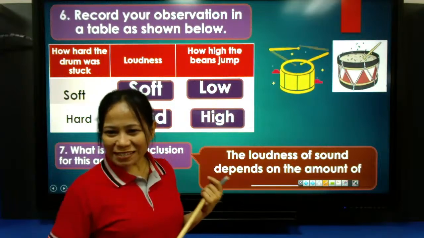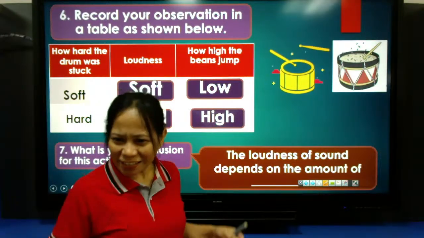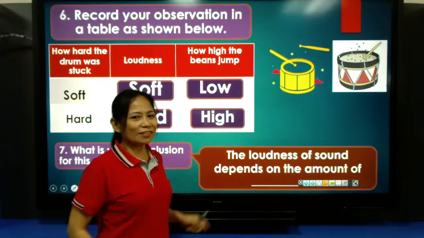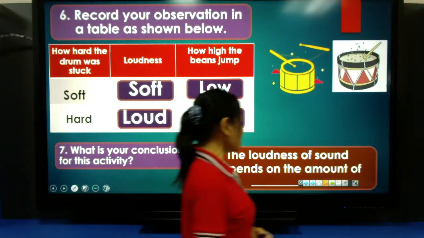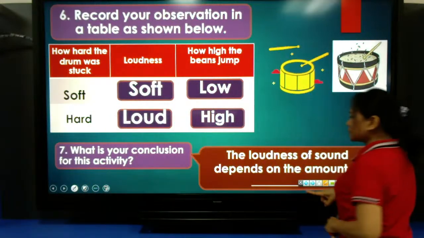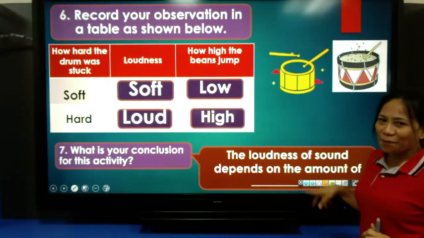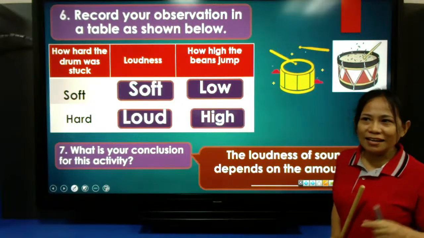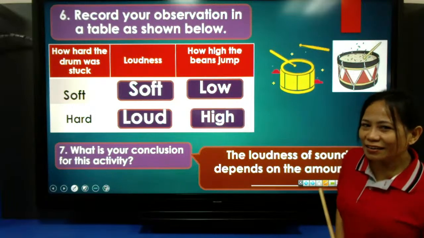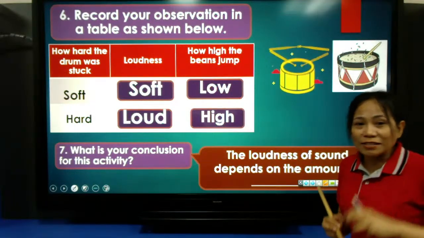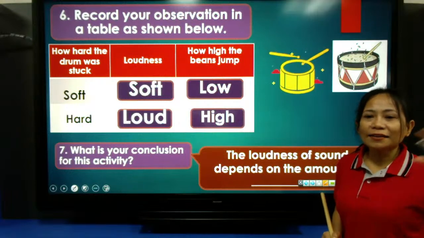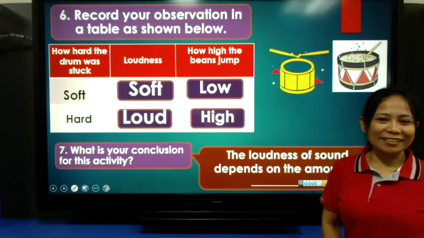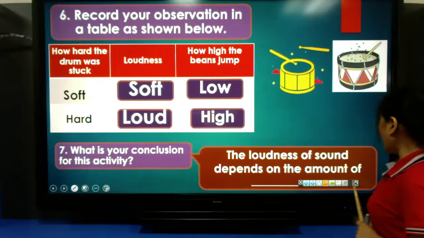Energy. 5/6, number 12. Energy. 5/3, number 10. Energy. You're very good. That is the correct answer. The loudness of sound depends on the amount of energy. Less energy, less sound. More energy, more sound produced, and the louder sound you produce. The correct answer is energy.